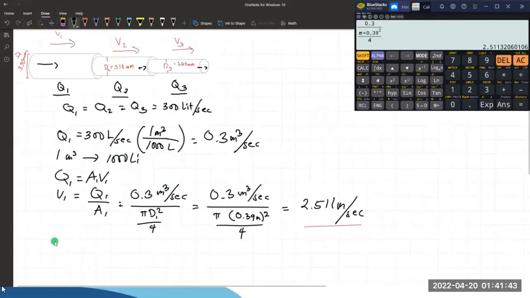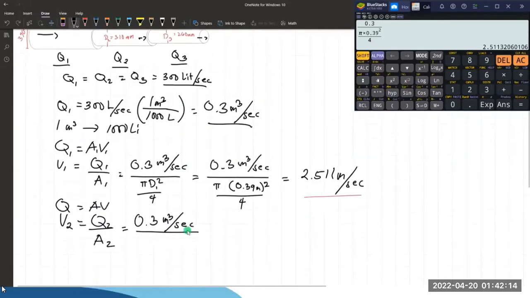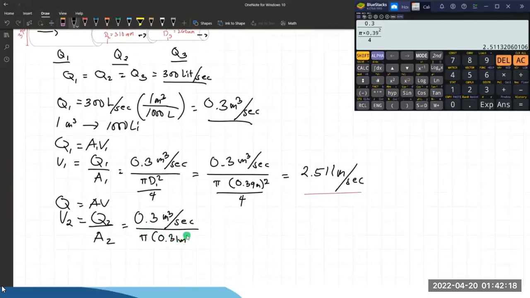For the velocity at the second pipe, V2, let's just derive that from Q equals AV. V2 is just equal to the flow rate over the cross-sectional area. So the flow rate is just the same, which is 0.3 cubic meters per second over the cross-sectional area. Let's substitute the diameter 310 mm, converted to meters. That's pi d squared, 0.31 meter, over 4. That's 3.975 meters per second.